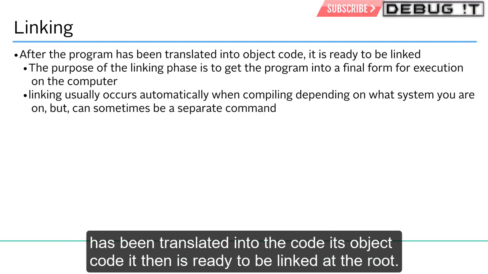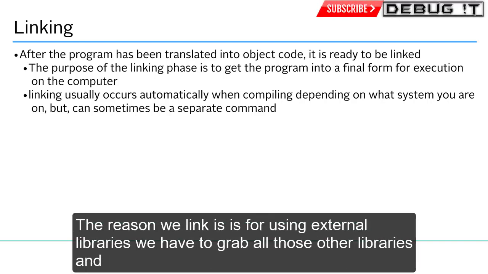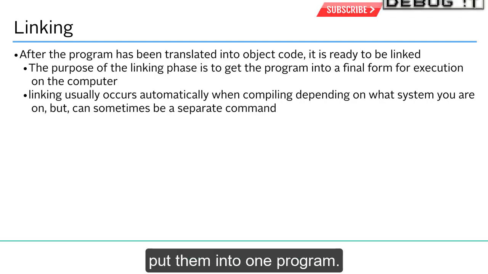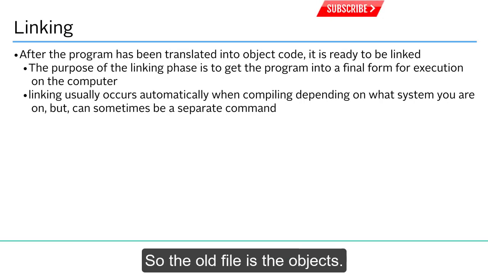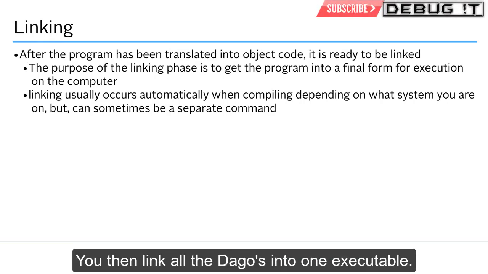So after the program has been translated into this .o code, this object code, it is then ready to be linked. The reason we link is that if we're using external libraries, we have to grab all those other libraries and put them into one program. So linking is just getting all of the dependencies in place and building an actual executable file. The .o file is the object file. You then link all the .o's into one executable.